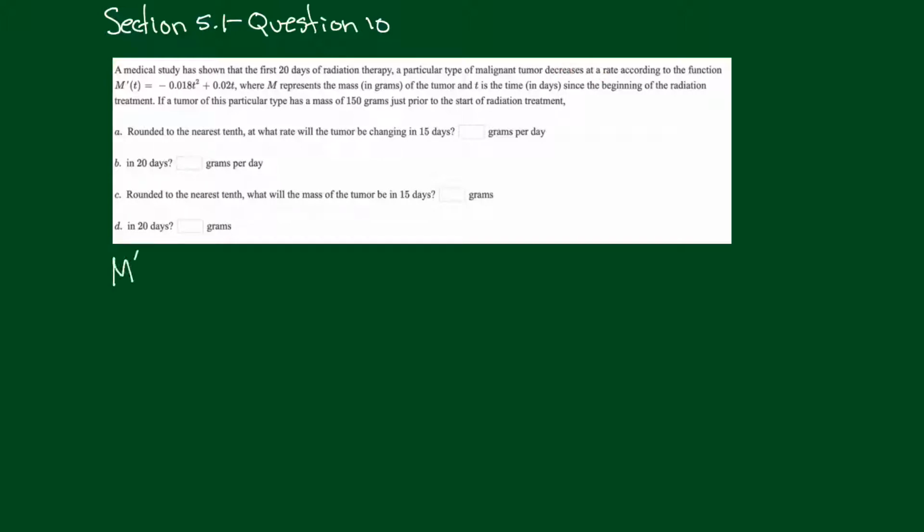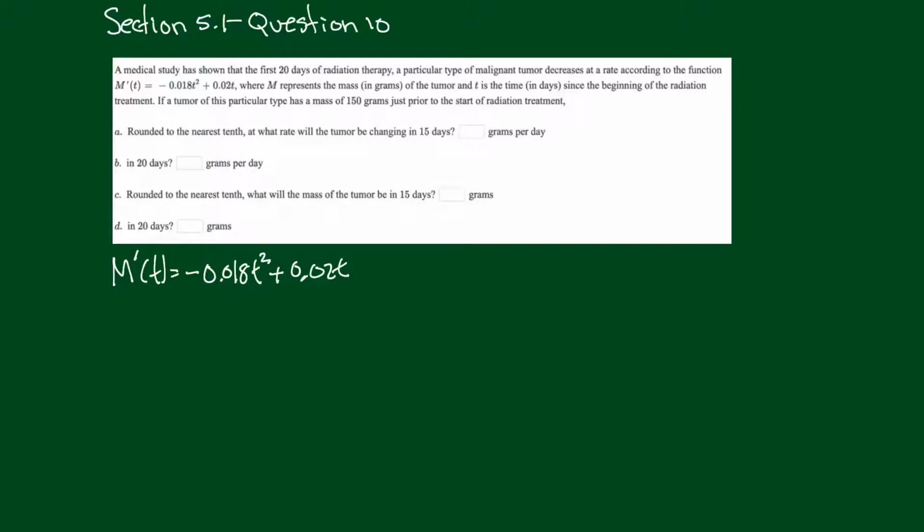We're given that m prime of t is equal to negative 0.018 t squared plus 0.02 t. So in this problem, m represents the mass in grams of the tumor, and t is the number of days since the beginning of radiation. So you can see here, the change in the mass depends on the number of days that have gone by, according to this function right here. So let's keep going. What does it say? Now, if a tumor of this particular type has a mass of 150 grams just prior to the start of radiation, then we have some questions.